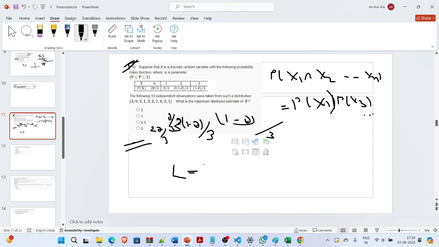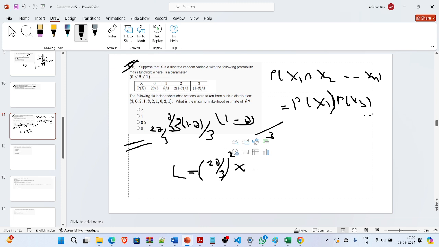So how do I write the likelihood then? Sir, we'll directly write 2 theta upon 3 into theta by 3 into 2 into 1 minus theta by 3. Yes, we are going to multiply this. Very nice, that is the idea. But you can understand that for zero we have two occurrences, so I can write this as a square, to shorten our hard work.